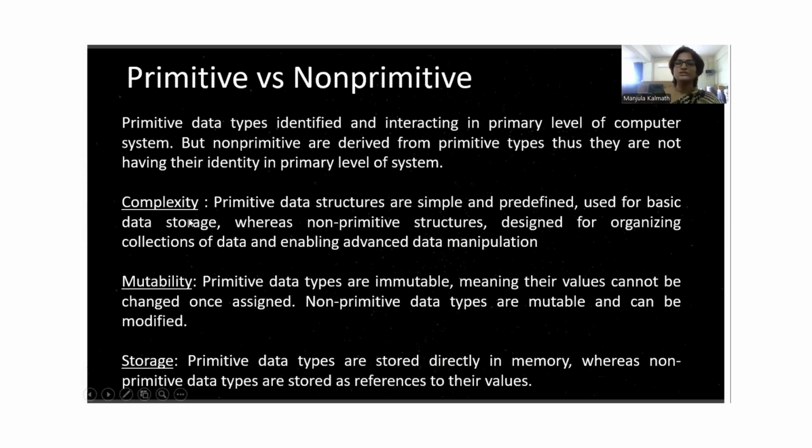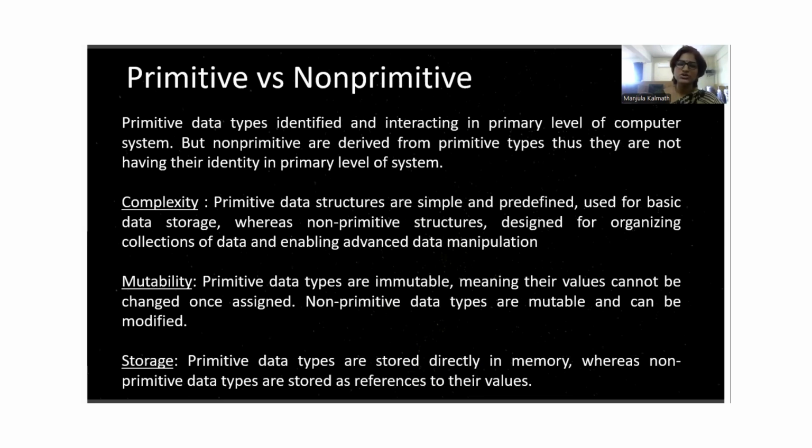And with respect to the complexity, we need to differentiate. Primitive data structures are very simple and predefined, used for the basic data storage. Whereas non-primitive data structures are designed for organizing collections of data. In primitive, for example, if it is given int A, A is a variable of single allocation, means a single value will be stored here. 2 bytes allocation and 1 value storage. If we have a float X, that float identity has 4 bytes allocation and 1 value of the size 4 bytes we can input here. Like this, it will be a single variable allocation.